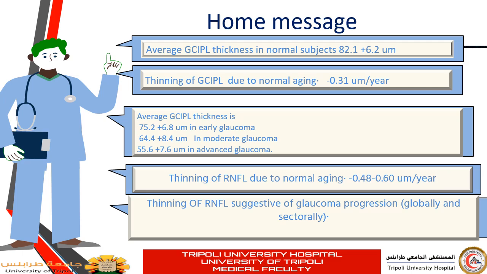The annual decay of the retinal nerve fiber layer thickness is around 0.4 to 0.6 micrometers per year. So you can see that the annual decay of the retinal nerve fiber thickness is more than the annual decay at the ganglion cell area, which is around 0.3 micrometers. Thinning of the retinal nerve fiber thickness is suggestive of glaucoma progression, globally and sectorially. So if there is a progressive increase in the thinning of the retinal nerve fiber layer, it indicates progression of glaucoma.